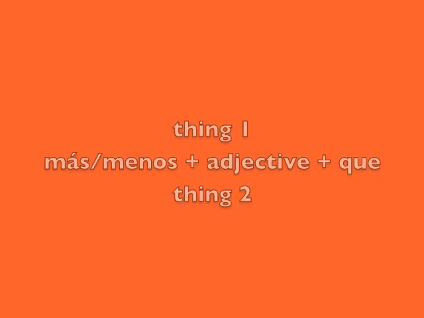Here's your general formula for regular comparatives. Basically, it's más or menos plus the adjective plus que. Now, thing 1 will go before the más o menos, and thing 2 will go after the que. Let's look at some examples.